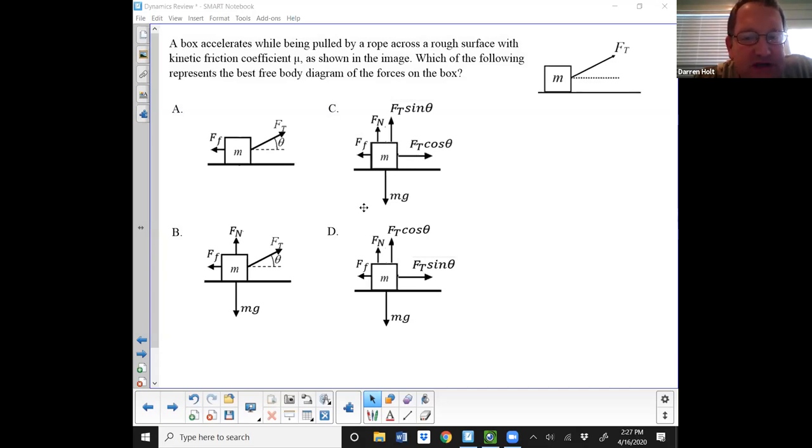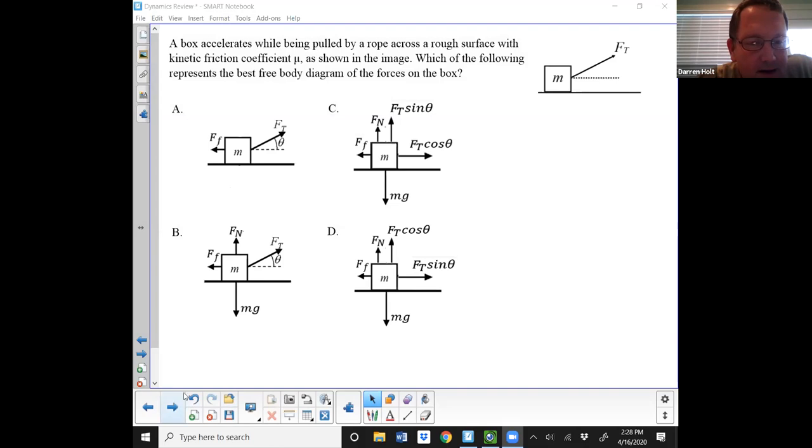The one rule that some of us forgot and applied when we shouldn't is that you never put components on a free body diagram. What you have in part C and part D is the tension broken down into its components. Obviously these both can't be correct because of trig. One of these is going to be correct, but you never put the components on your free body diagram. So our best free body diagram choice is going to be choice B.